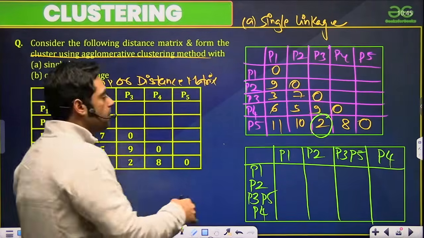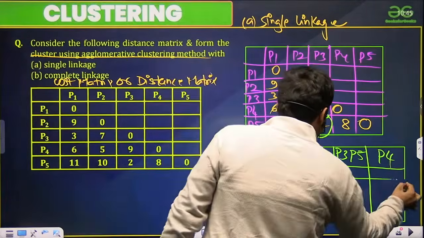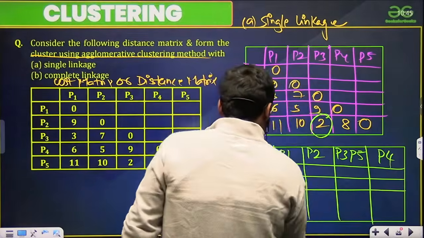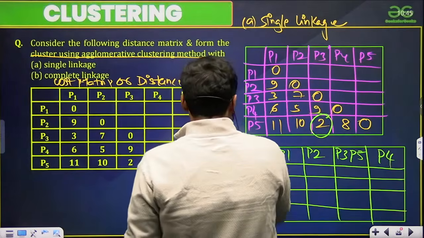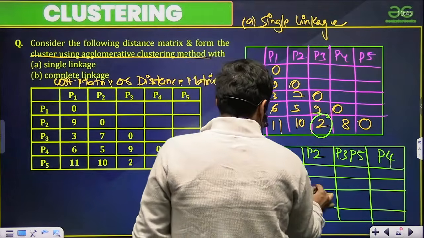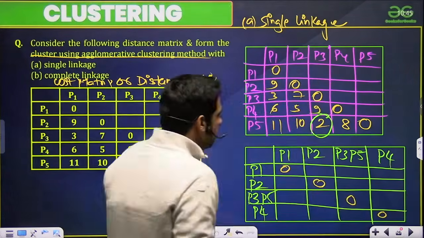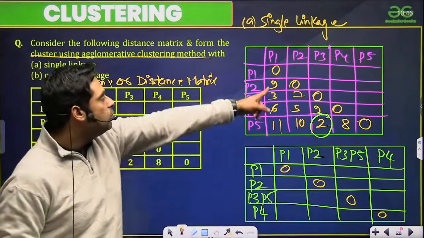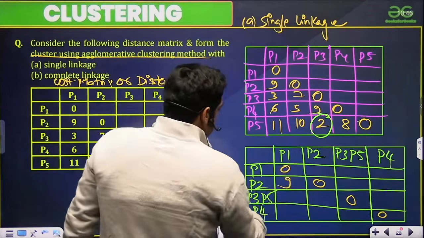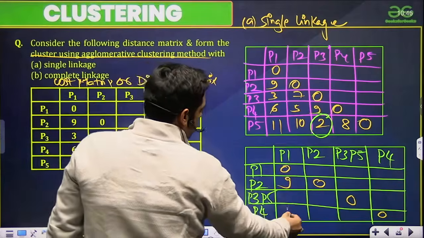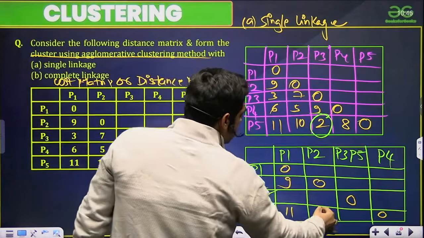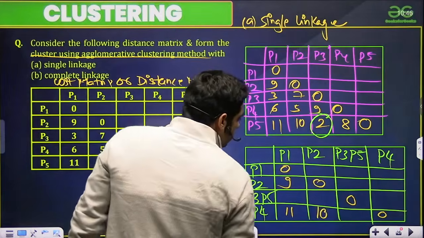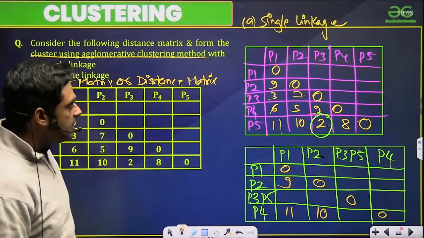Now I'll write the distances here. The distance of p1 from itself is 0, of course, so this is 0, this is 0, this is 0. The distance between p1 and p2 as it is I'll put as 9. Between p1 and p4 as it is 11. Between p2 and p4, that is 10, as it is I'll put 10. Now there are certain distances left.